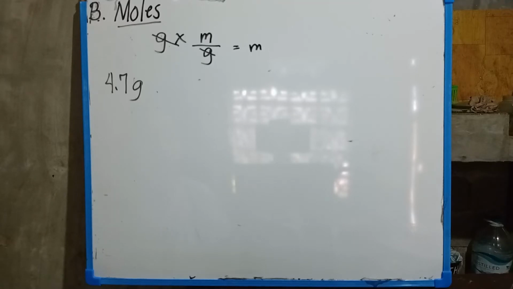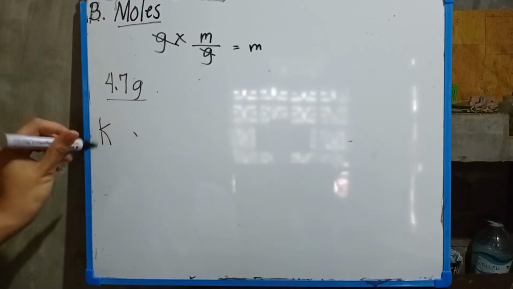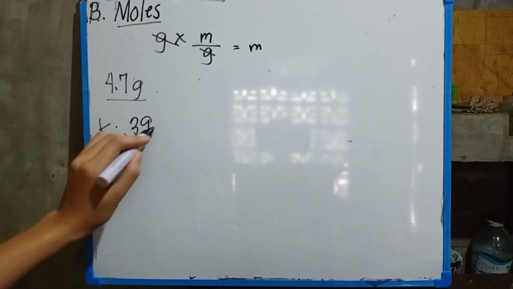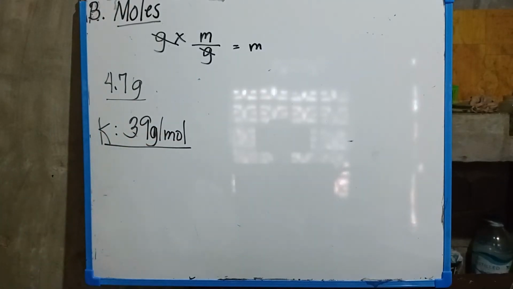And how could we get the mole of potassium? Since we already have the mass of the potassium, we're going to get the molar mass or the atomic mass of the potassium. So potassium has a molar mass or atomic mass of 39 grams per mole. So that is the atomic mass of our potassium. So that 39 grams per mole is what we will use to get the mole of our potassium.